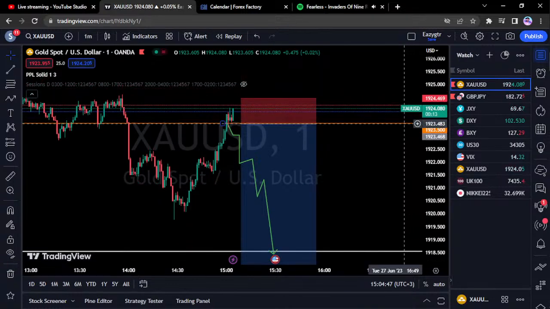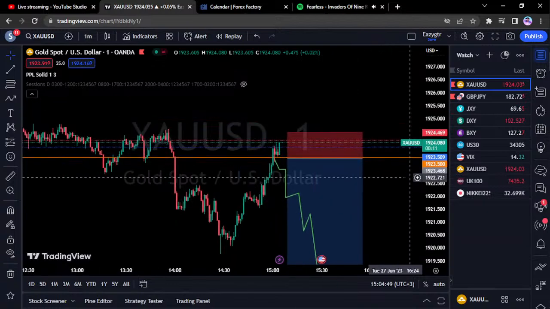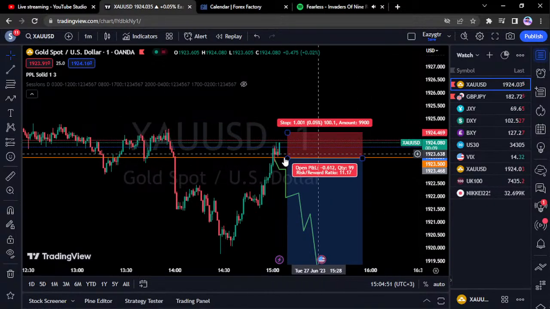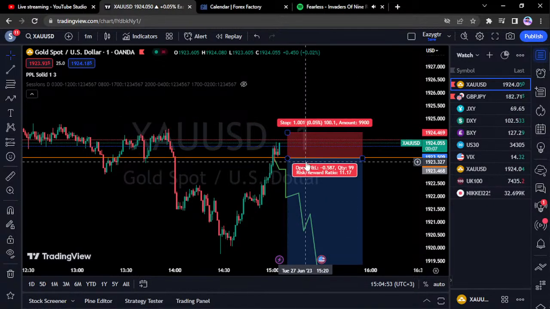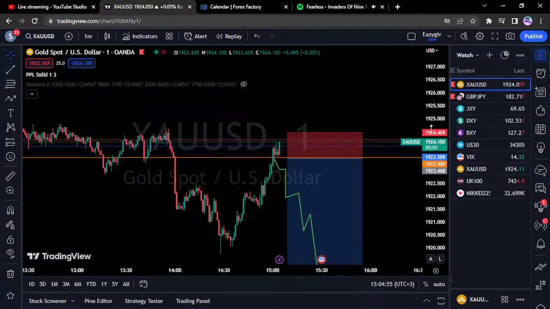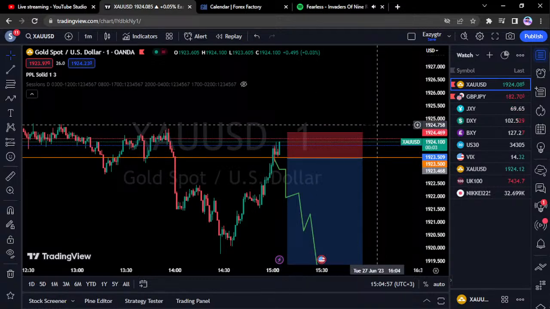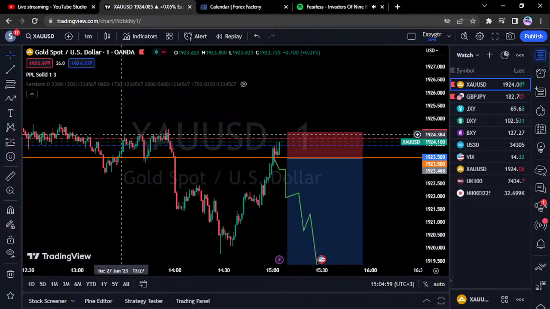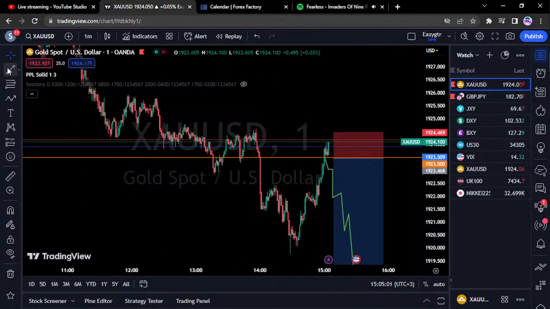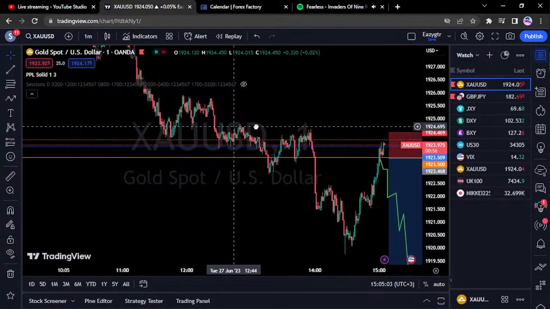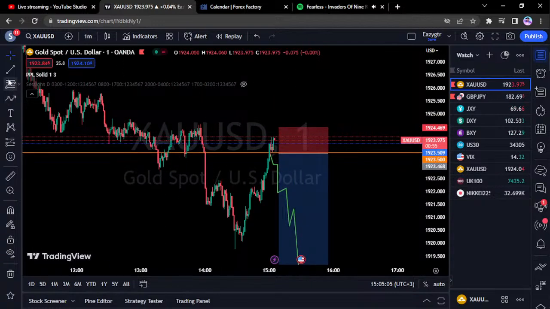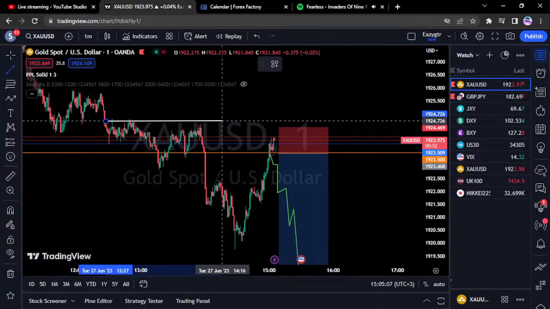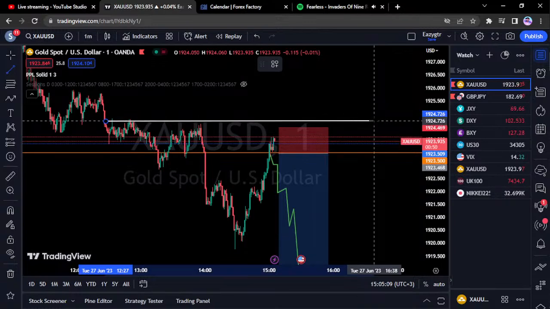So we are not yet in this trade. We're letting price set up and close below 1923.500 for us to execute. So price can still come back into this range and still drop.